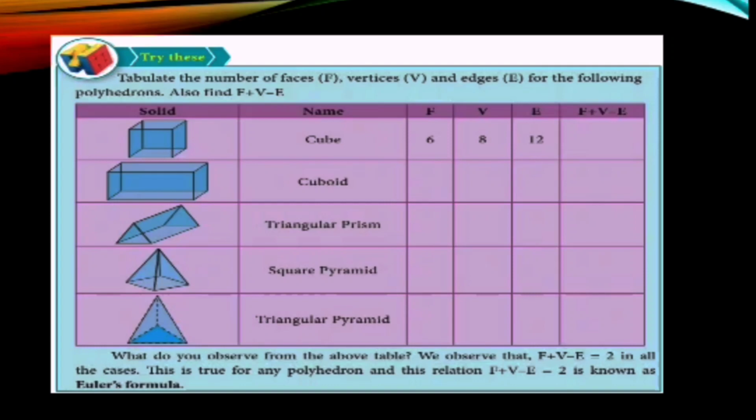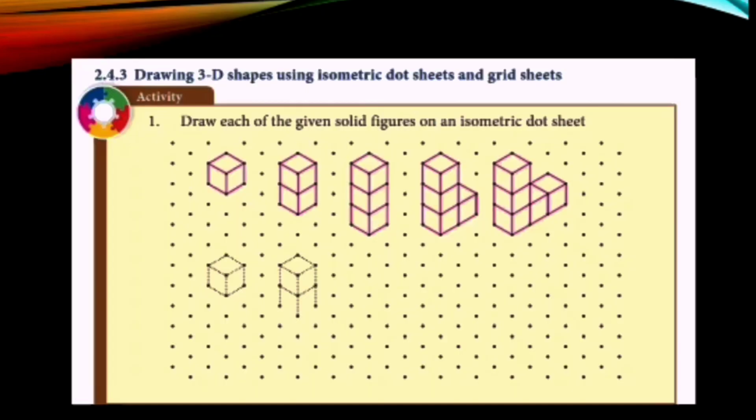They have done the first shape, and you have to try for the remaining shapes. The cuboid also has 6 faces, 8 vertices and again 12 edges. Likewise you have to try for all other shapes.